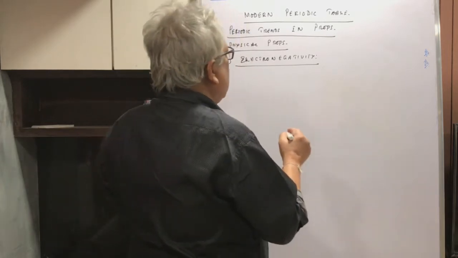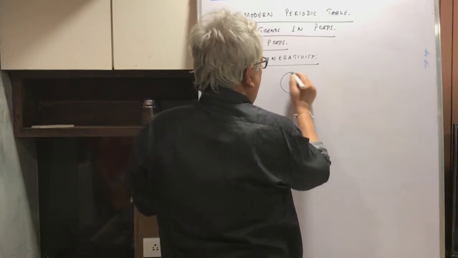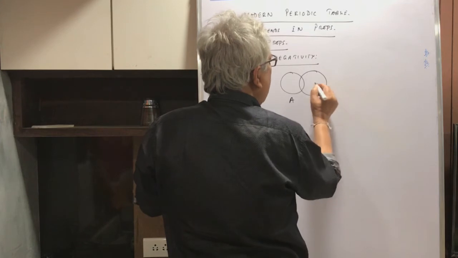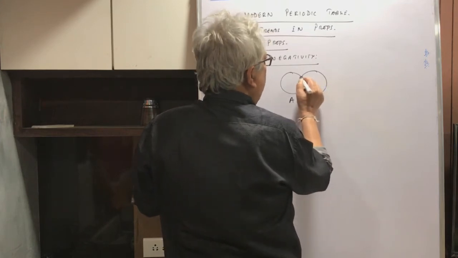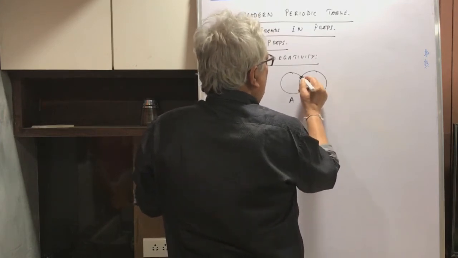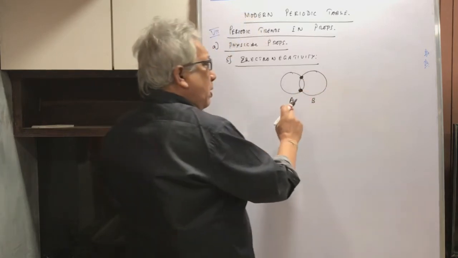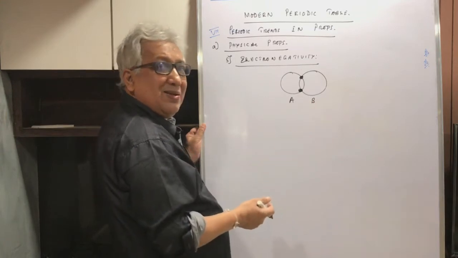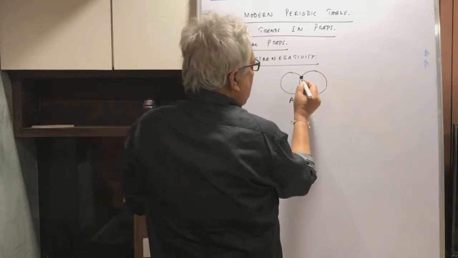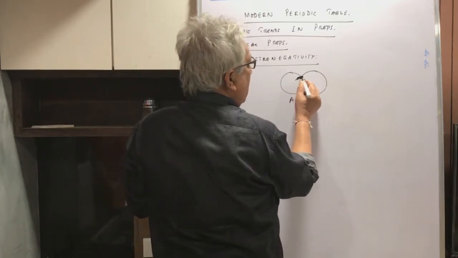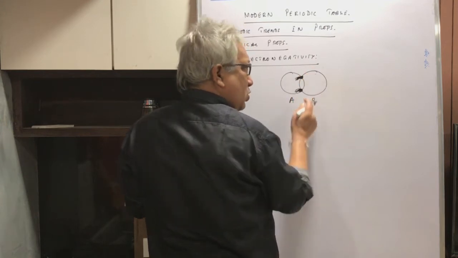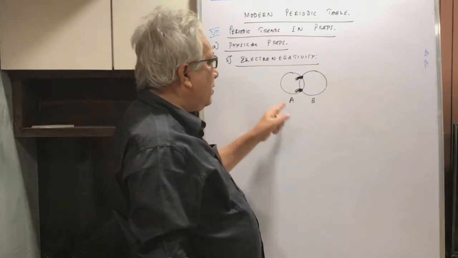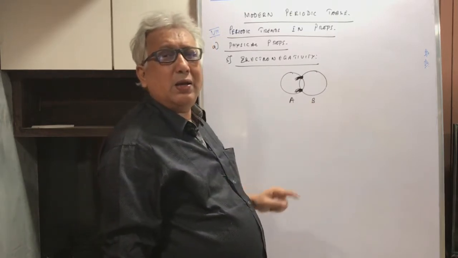The point is this: suppose here is an atom of A and here is an atom of B, and let's say they are sharing a pair of electron. Now the point is this: they belong to two different elements, so their ability to attract electron cloud will not be the same. So let's say the A pulls the electron more towards itself than B, although they are sharing, but the better share of the electron cloud has gone to A. So in that case, I will say A is more electronegative than B.